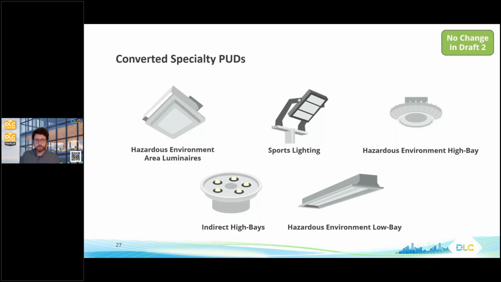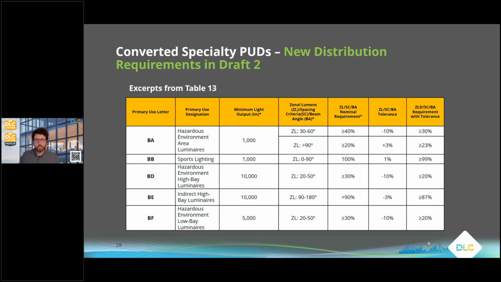We're converting sports lighting, three types of hazardous environment products, and indirect high bays. These are the same 5 PUDs we proposed to convert in draft 1, but for draft 2, we are now proposing distribution requirements. Here's a look at the new distribution requirements for the converted specialty PUDs, which can be found in Table 13 in the document. But I'm not going to linger here, so you can download these slides later and have a better look.